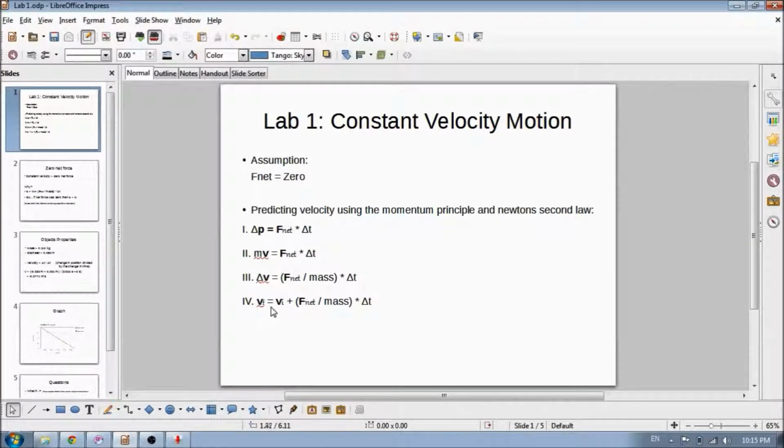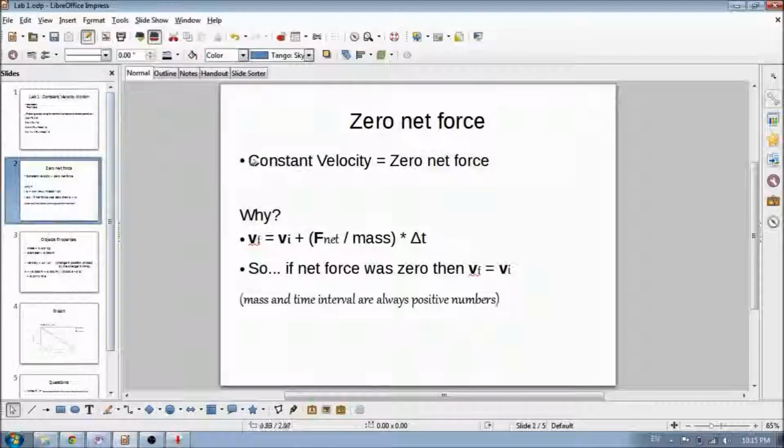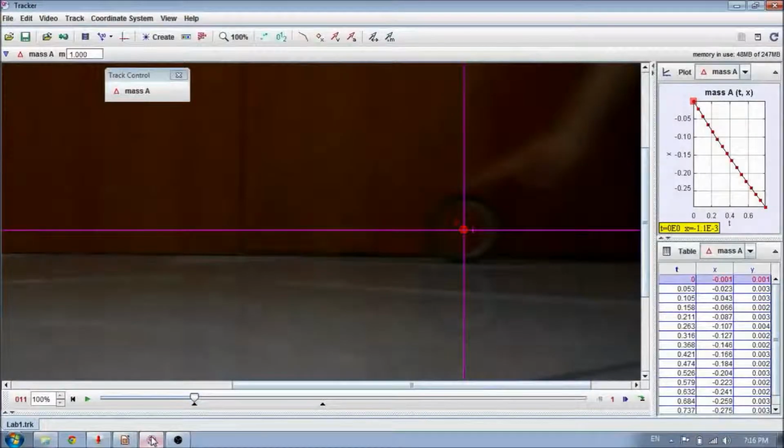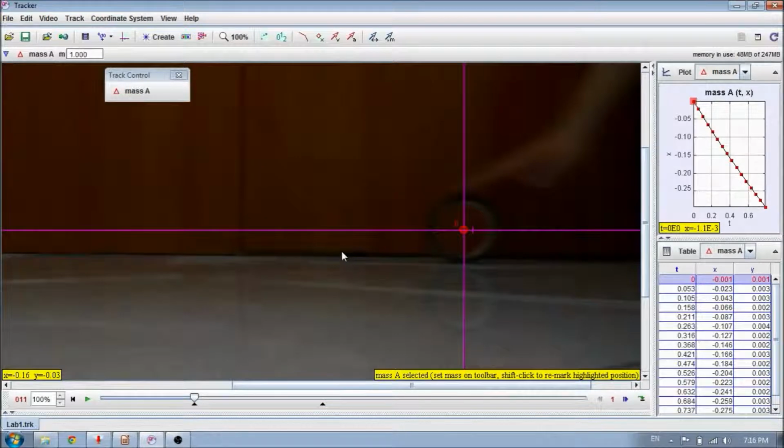Velocity final equals velocity initial plus net force divided by mass times the change of time. So constant velocity equals zero net force, because for the motion to be constant, or Vf equals Vi, Fnet must be zero, because the mass and time interval are always positive. Okay, so here's the video that I recorded and analyzed.